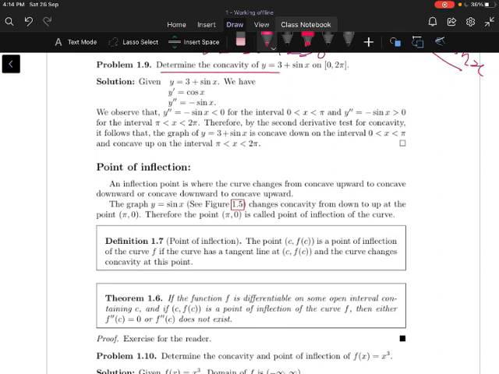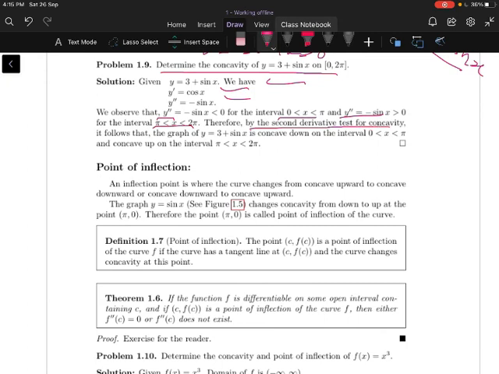Determine the concavity of the function y is equal to 3 plus sin x on the interval 0 to 2 pi. Let us take y is equal to 3 plus sin x, differentiate 2 times, that is cos x and minus sin x. Just like the solution for the previous problem, y double dash of x is equal to minus sin x, which is negative for the interval 0 to pi. We have seen that earlier. And y double dash of x is minus sin x, that is positive for the interval pi to 2 pi.